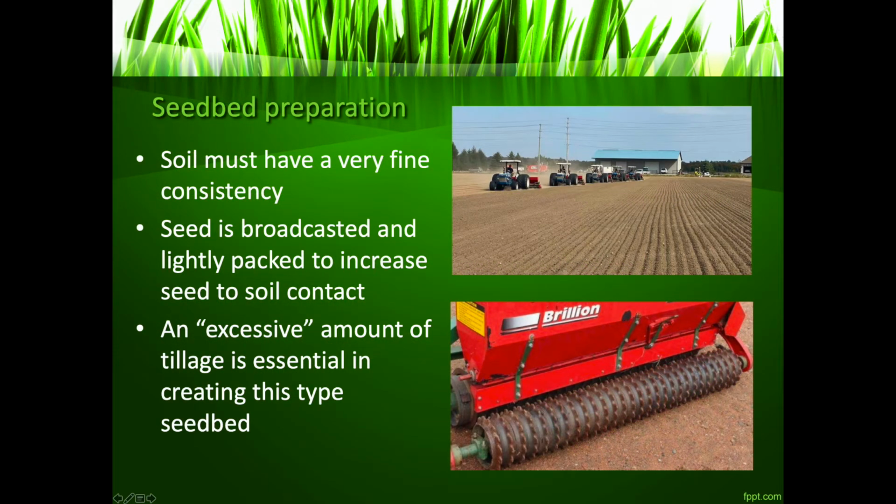Creating the seedbed is an incredibly important process in sod production. Unlike other crops, which can be planted in nearly any soil condition, grass seed is broadcasted and lightly packed to increase soil-to-seed contact. In the photo pictured below, you can see the back roller on a grass seeder. This system relies on the soil having an incredibly fine consistency, as seeding can be easily interrupted by any large chunks of soil. This is why an excessive amount of tillage is essential in creating this type of seedbed.